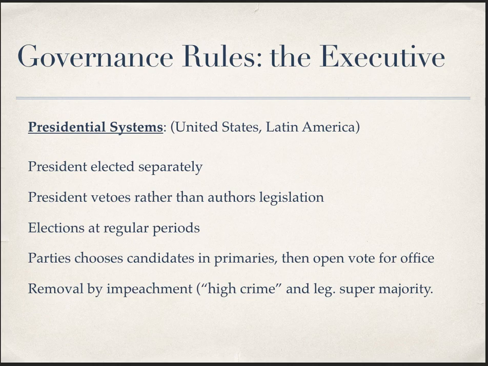parties typically choose the candidates that stand for general elections and primaries. And after you have the party that will represent the candidate, or the candidate that will represent the party chosen in a primary, we then have an open vote for office. So you choose the name of the person you wish to support, and the field has typically been narrowed down to the number of parties that there are by these primaries. I should also point out that for some reason, there probably is a good reason for this, although I don't know it.